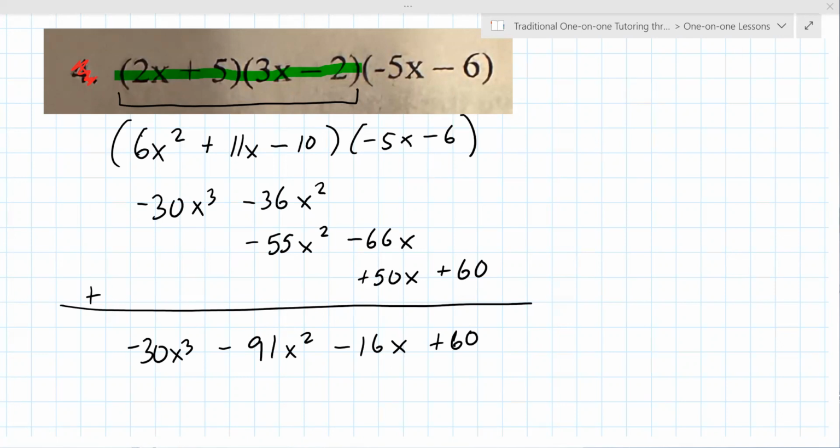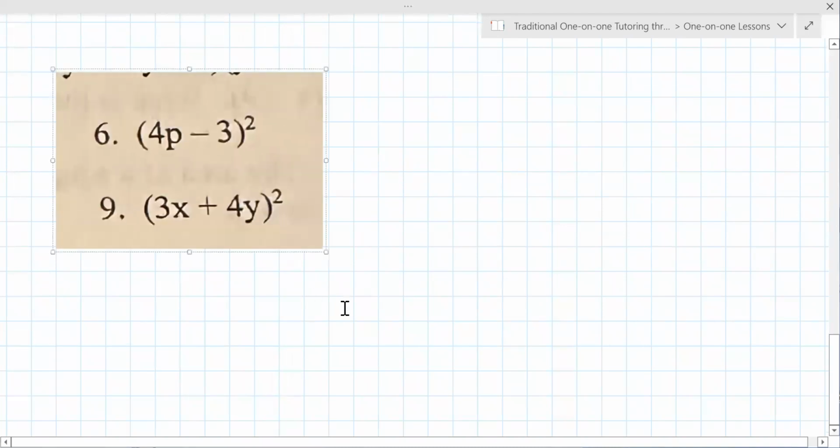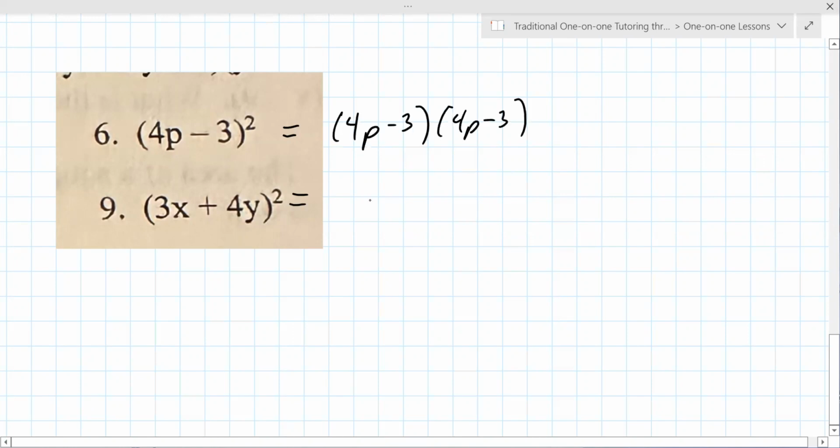Okay, so we've kind of covered, there's one more example I want to cover before we move on to some other stuff. Can you tell me in words what you would do to multiply either 6 or 9? You can pick whichever one you want. Because I don't really like dealing with squares, I would put it as 4p minus 3 times 4p minus 3, and then just FOIL it. Okay, very good. Yeah, that's exactly right.